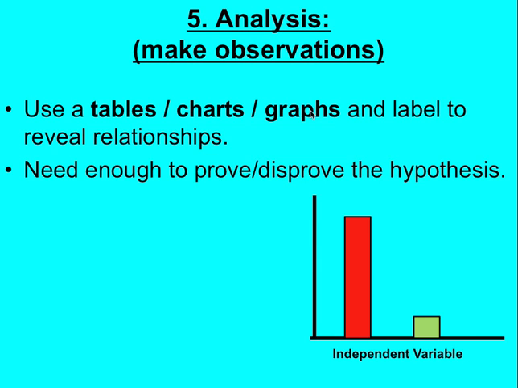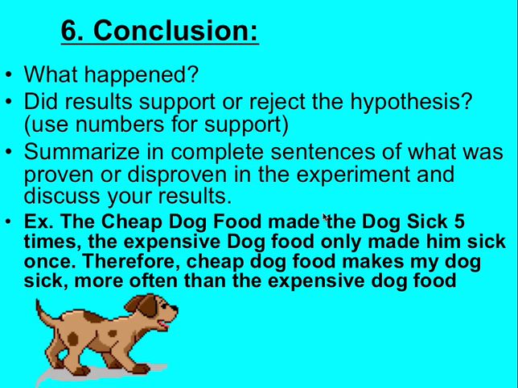Okay, so when I make a graph, and this is important too, my independent variable, remember that's the one that I control, goes on the bottom, and my dependent variable will go on the left. Okay, so for my example, the 2 different types of dog food, those would be bar graphs. Okay, and then how many times the dog gets sick would go on the left because that's my dependent variable. Okay, so there's my healthy dog. He must feel better.